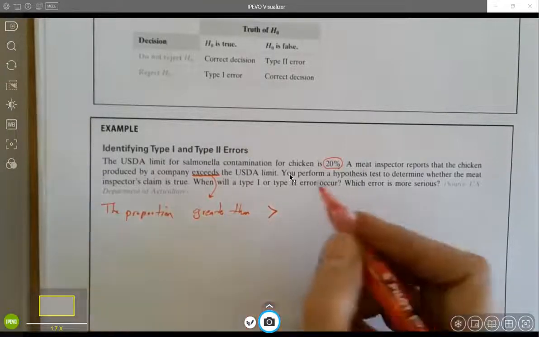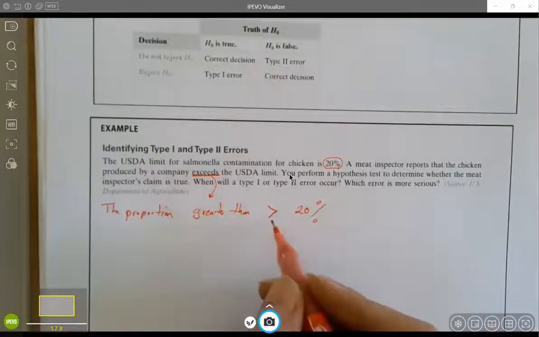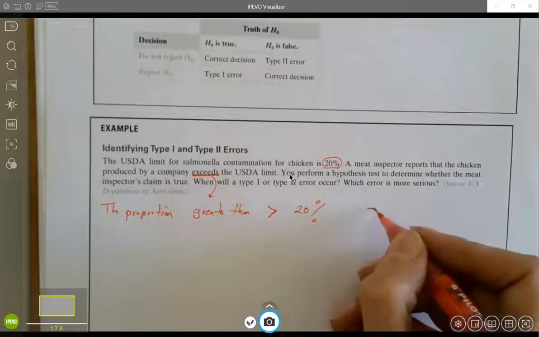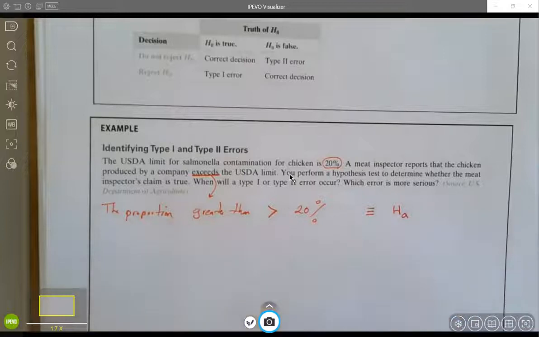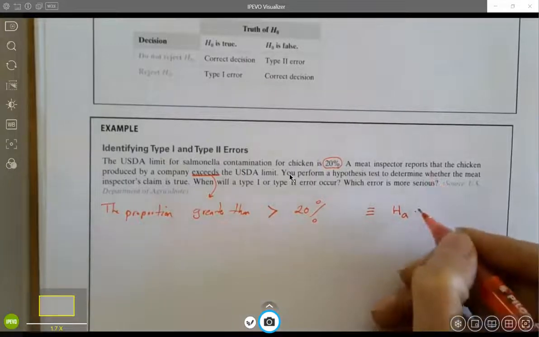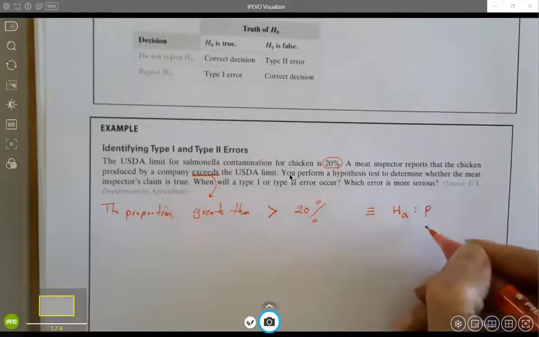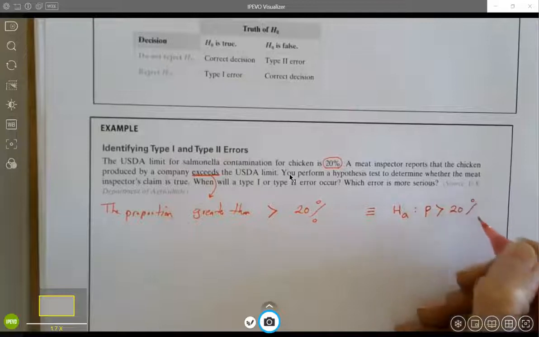The proportion is larger than 20%. Since we have greater than or larger than, there is no equality here. It means that this is equivalent to our alternative hypothesis. So the alternative hypothesis says P, or population proportion, is larger than 20%.